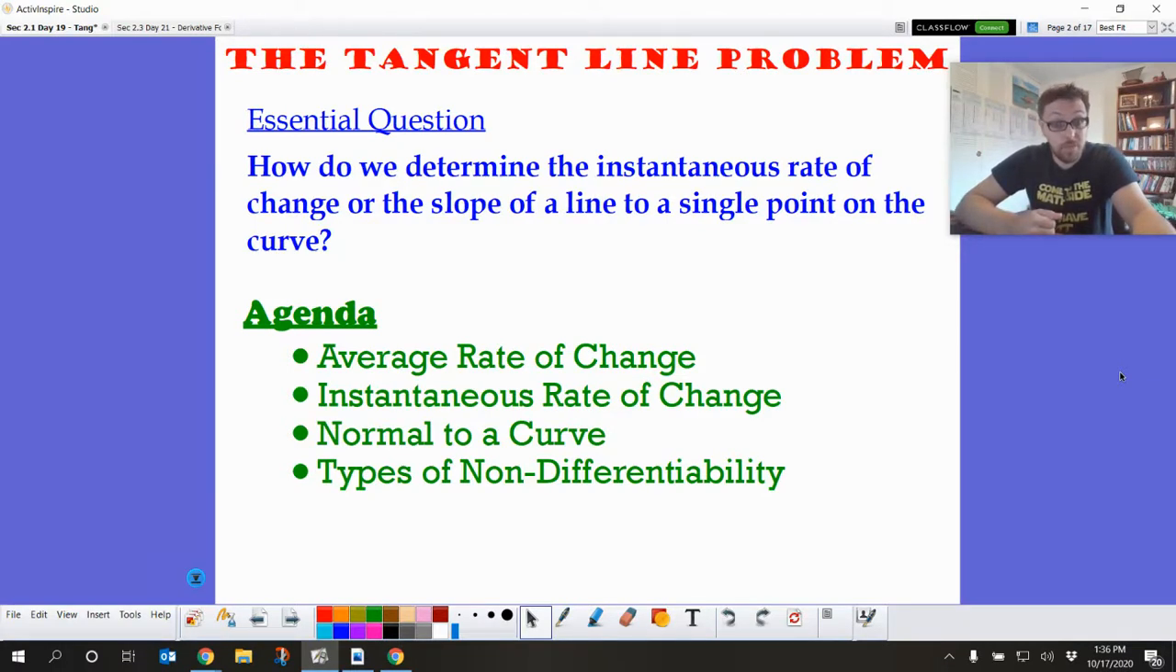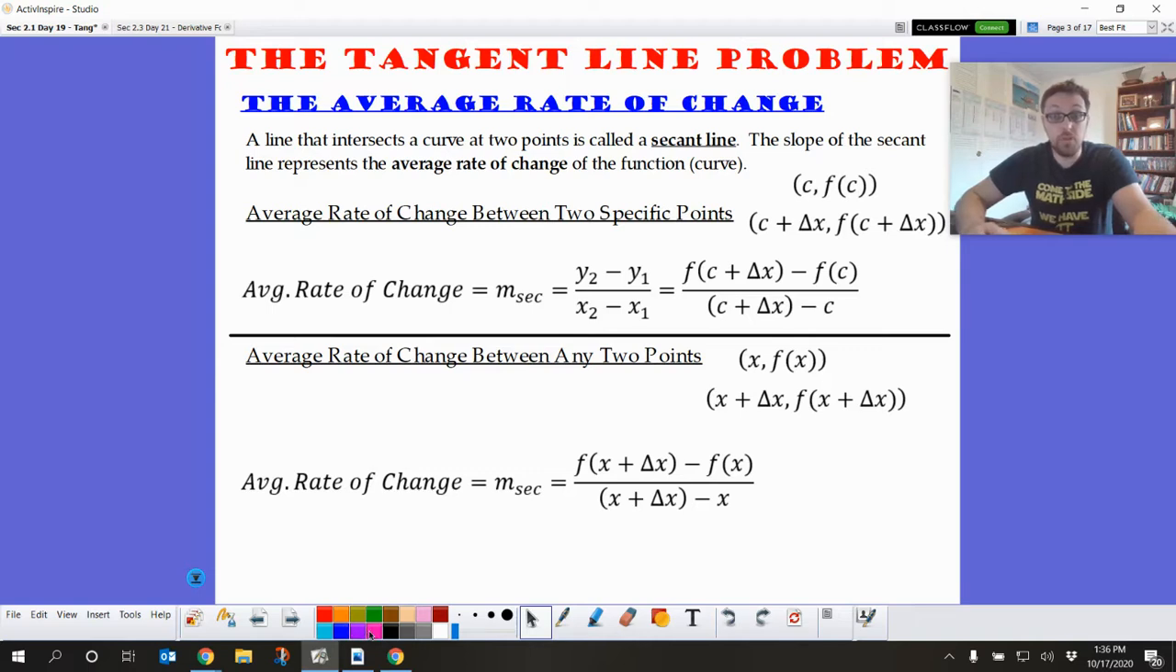So we're going to be talking about a few things today: average rate of change and instantaneous rate of change. We're going to be looking at a bunch of graphs, and this idea of differentiability is going to be the major topic of this chapter. So you might have seen this before. Well, you have seen this before.